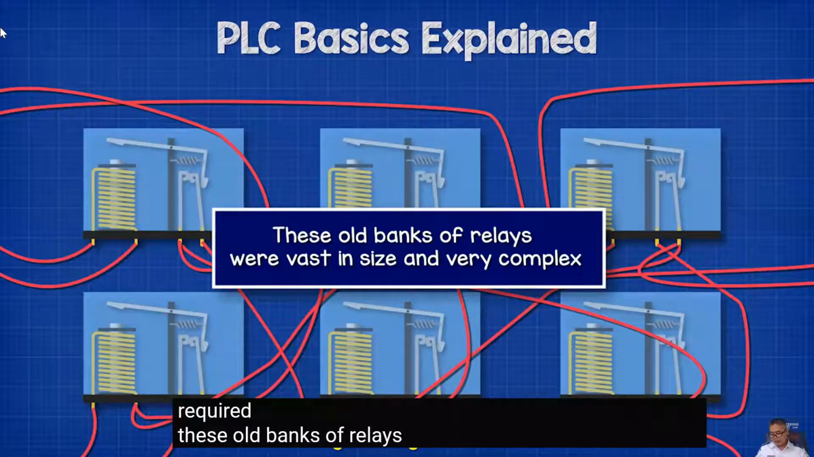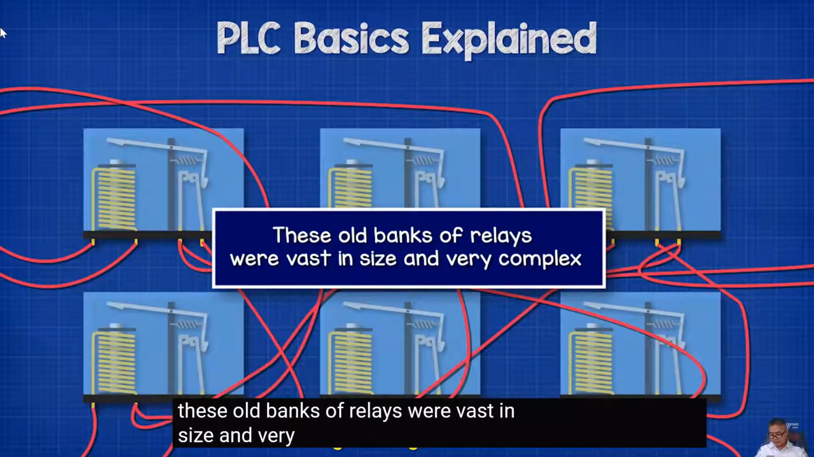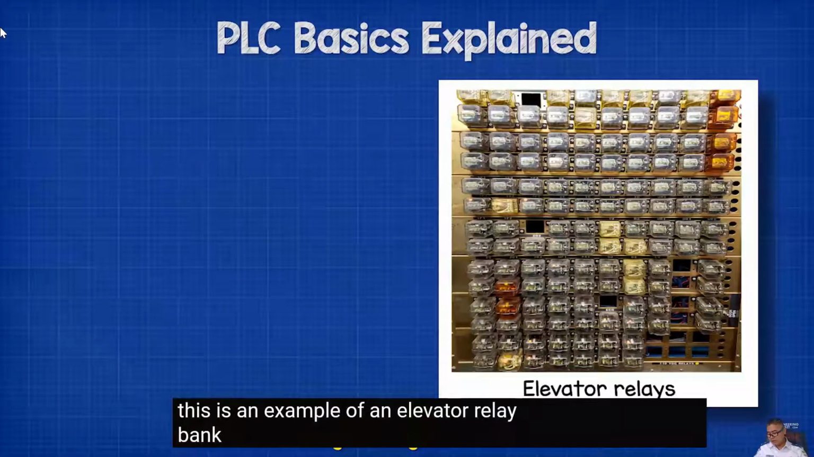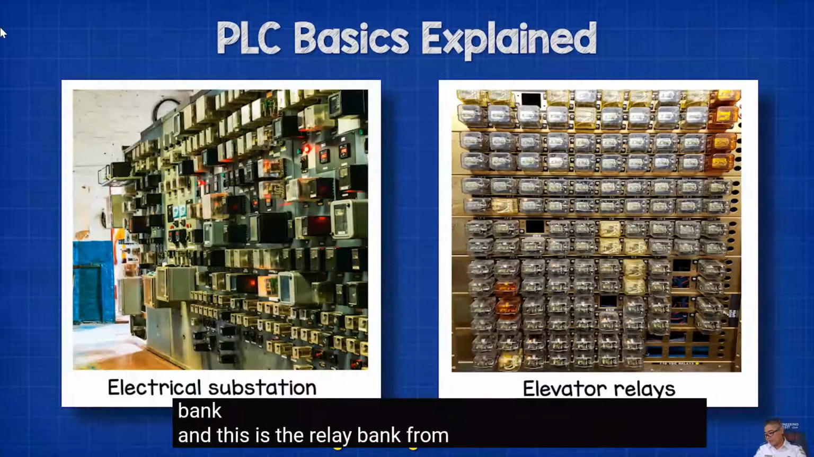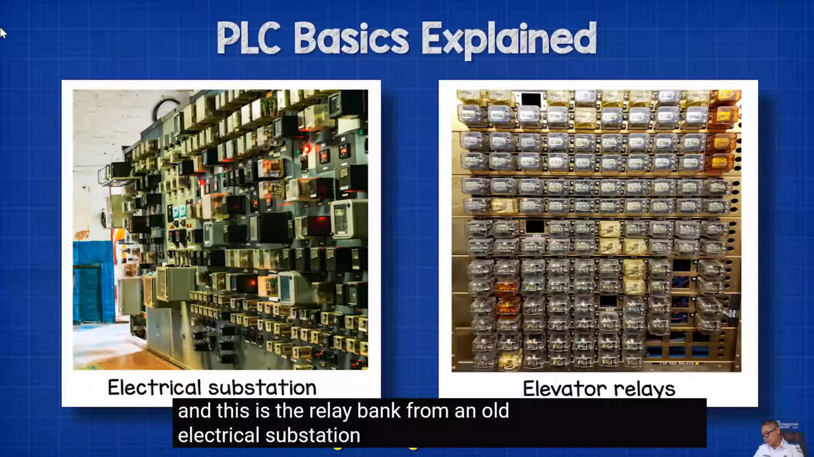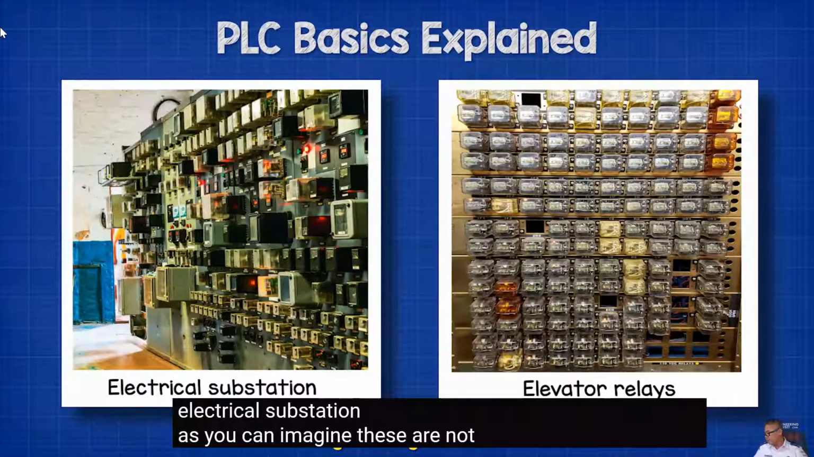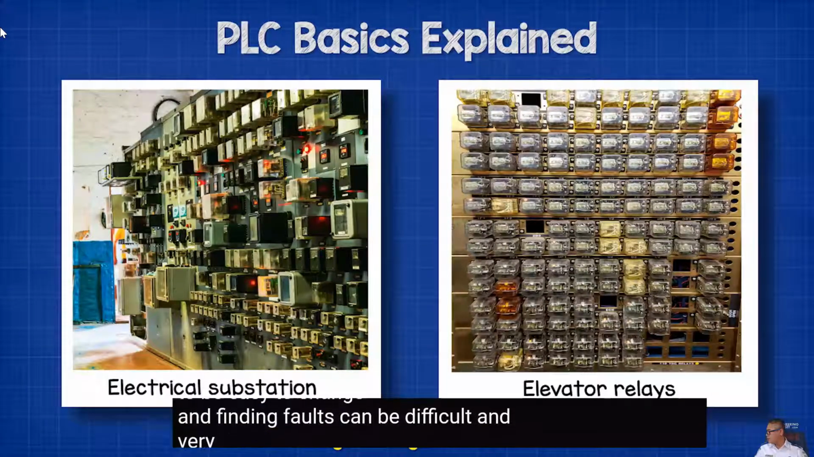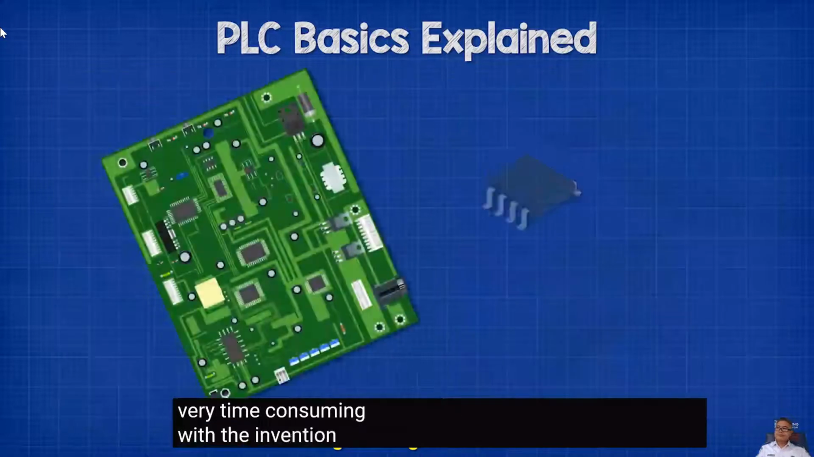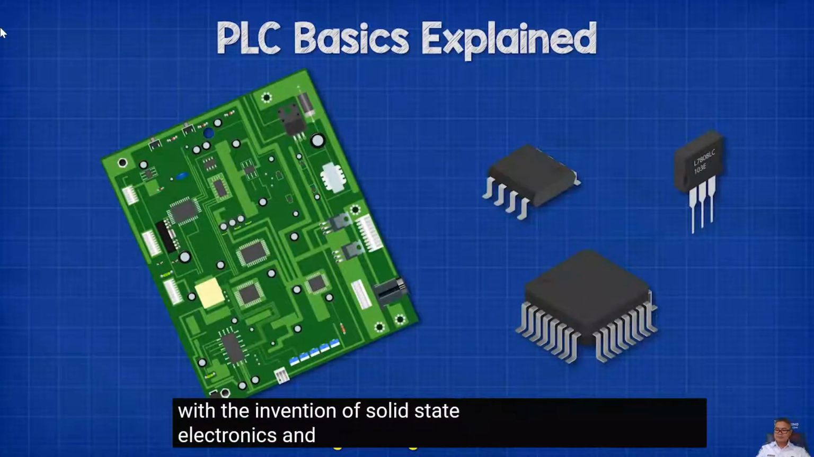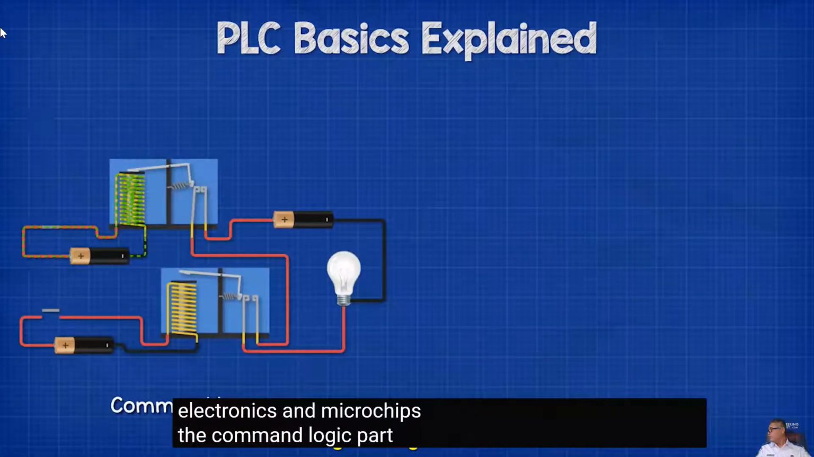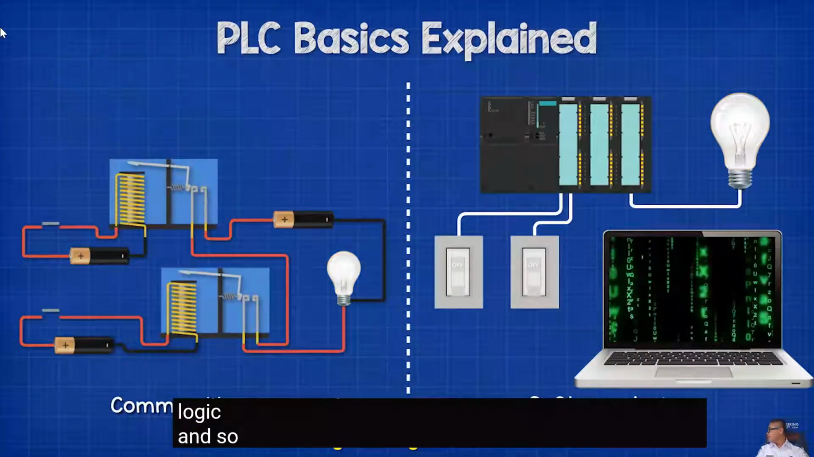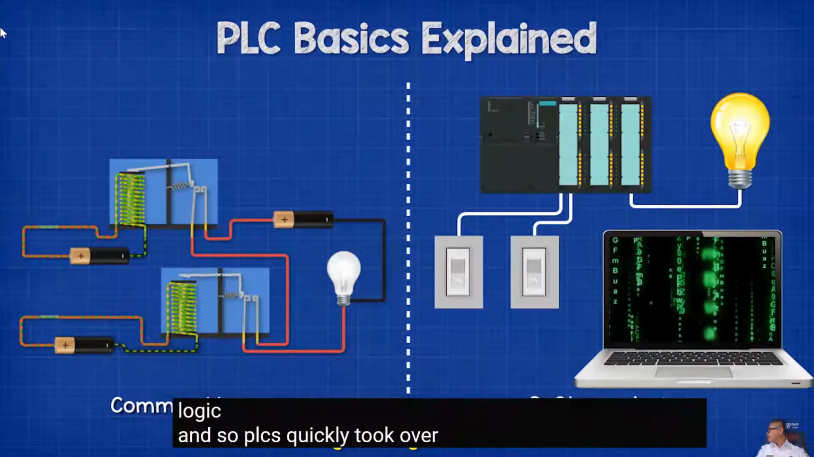These old banks of relays were vast in size and very complex. This is an example of an elevator relay bank. And this is the relay bank from an old electrical substation. As you can imagine, these are not going to be easy to change, and finding faults can be difficult and very time-consuming. With the invention of solid-state electronics and microchips, the command logic part of the banks of relays could be replaced with software logic, and so PLCs quickly took over.